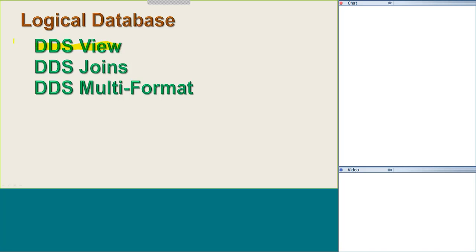And that is a non-updatable data path. So the DDS joins, you cannot update.